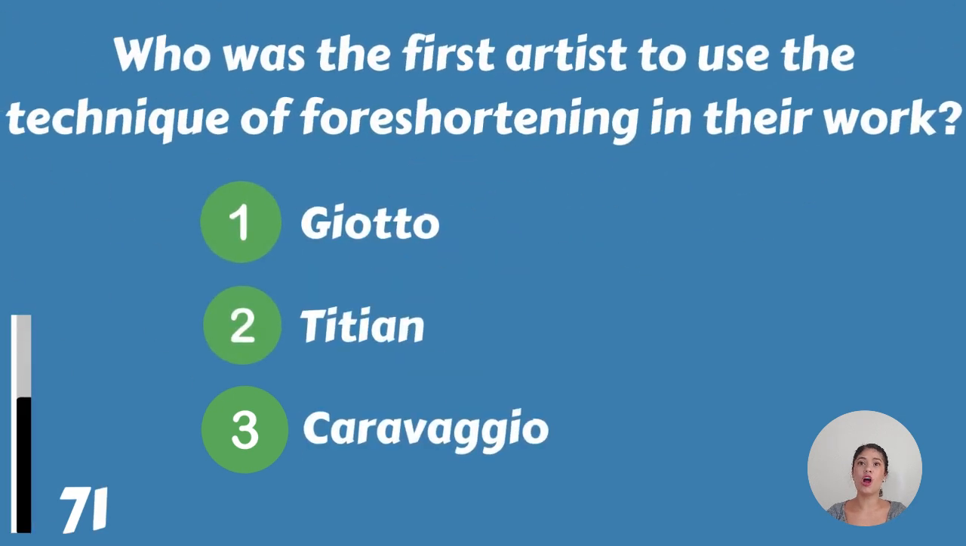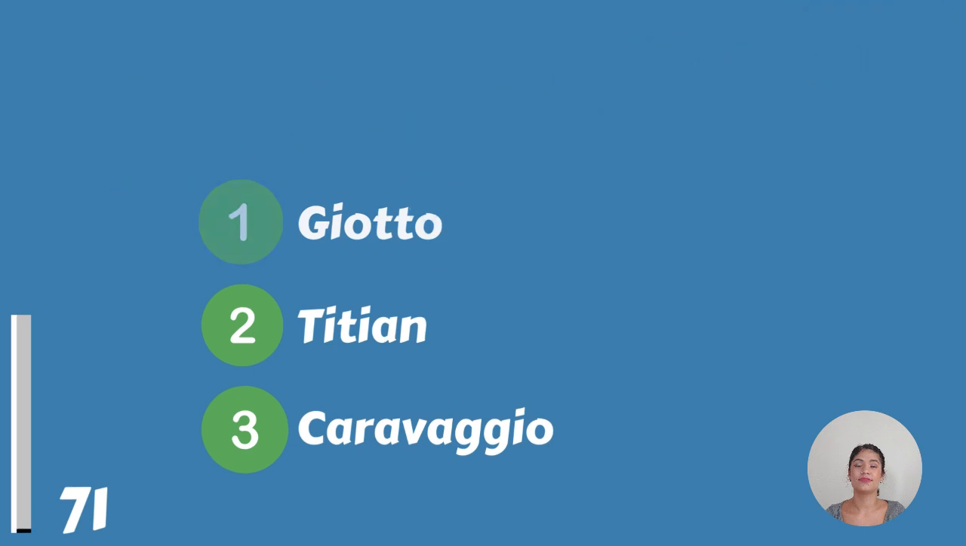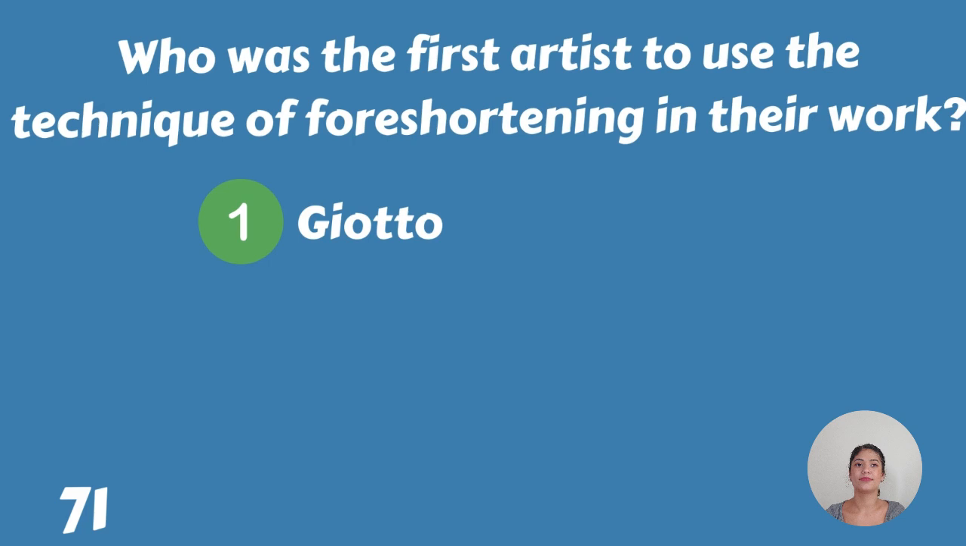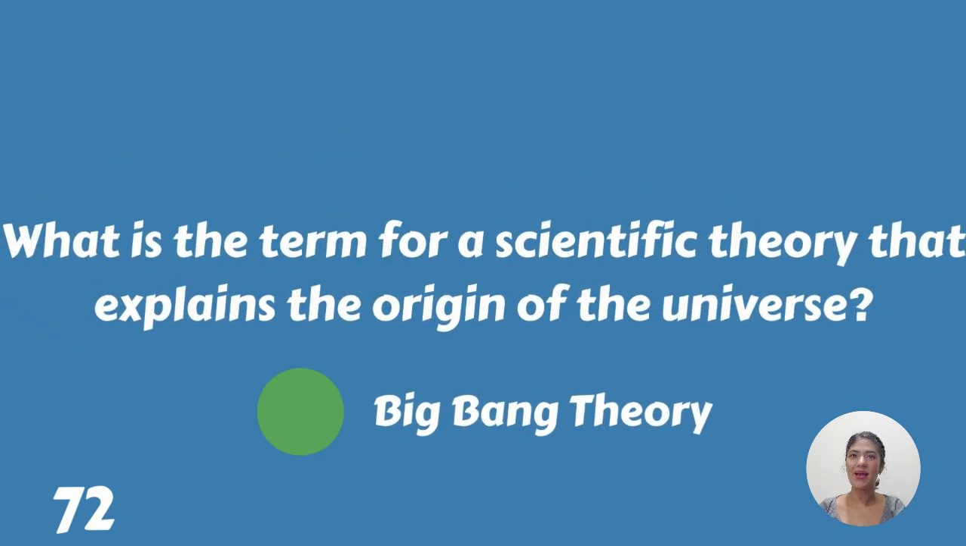Who was the first artist to use the technique of foreshortening in the work? Giotto, Titian, Caravaggio. Giotto. What is the term for a scientific theory that explains the origin of the universe? Big Bang Theory.